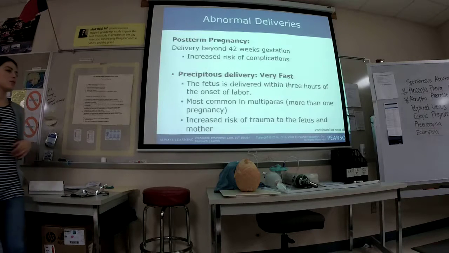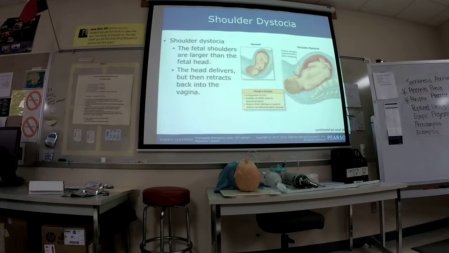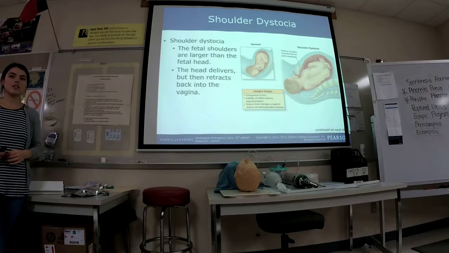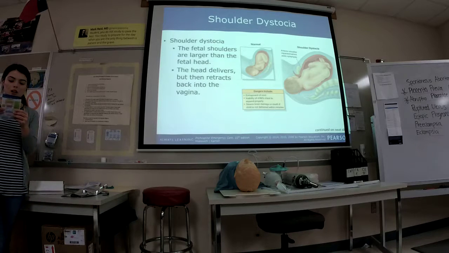So what are the differences between placenta previa and abruptio placentae again? Previa, it's over the cervix. Okay. Abruptio is detaches, yeah. Oh, okay.